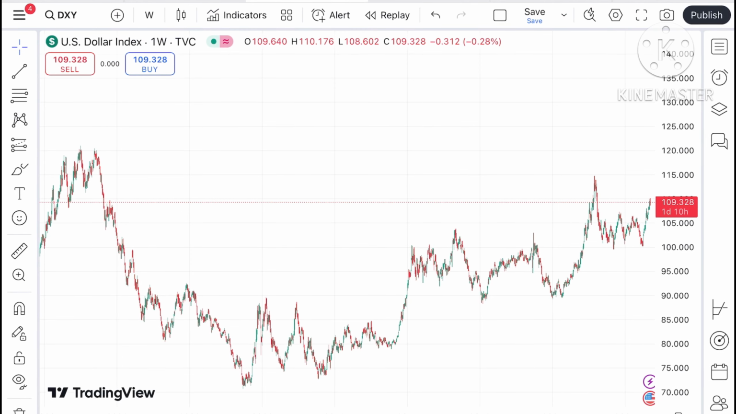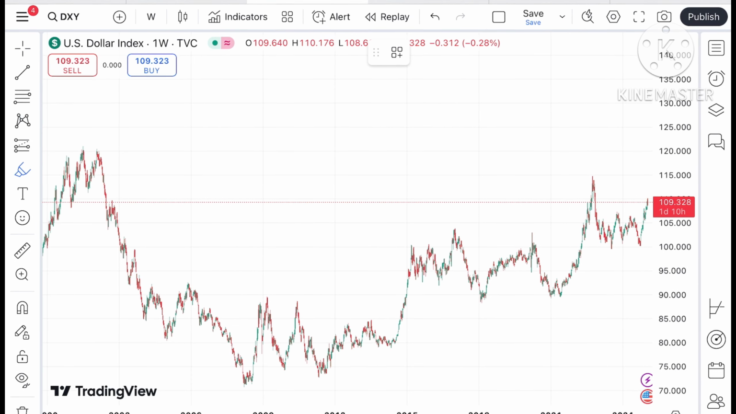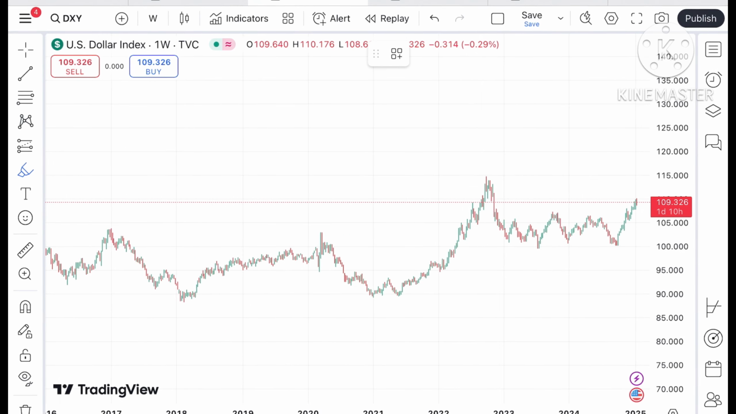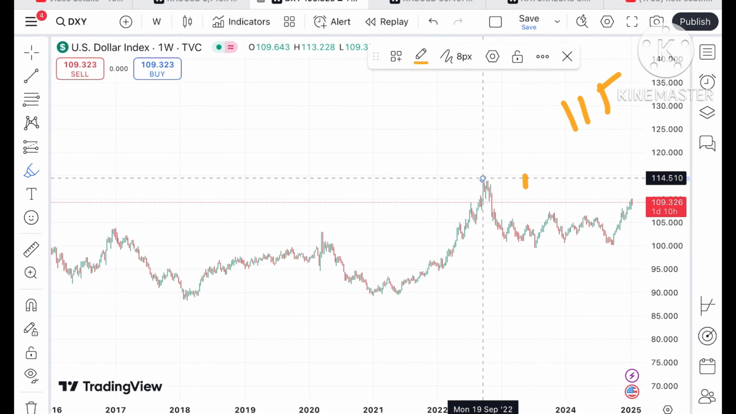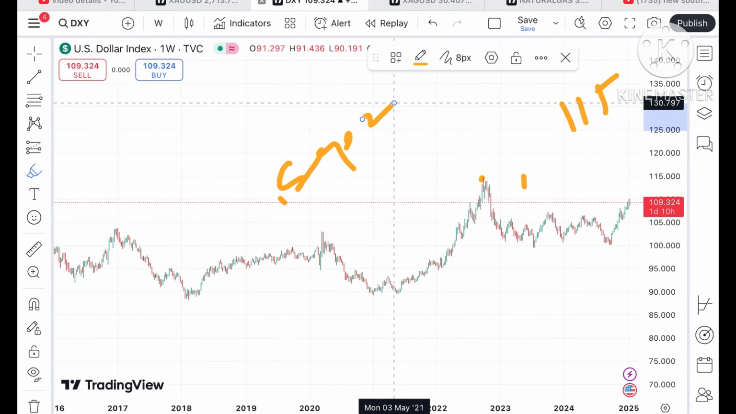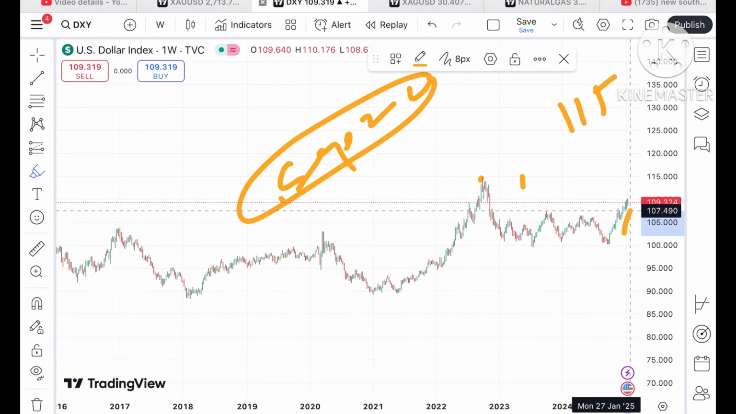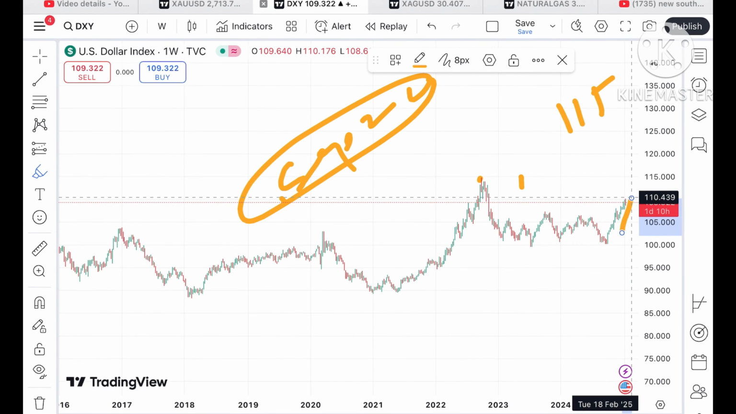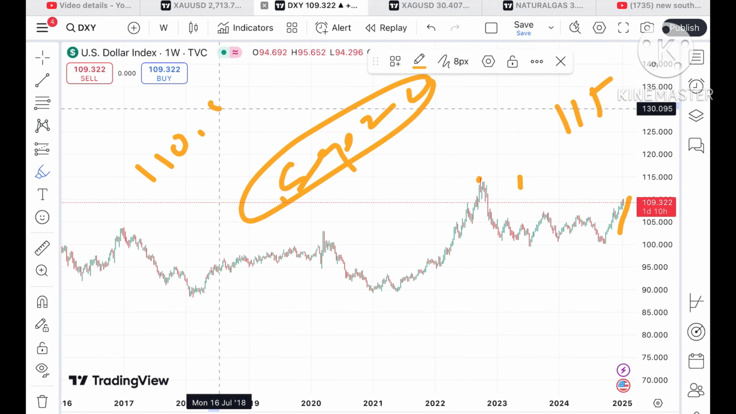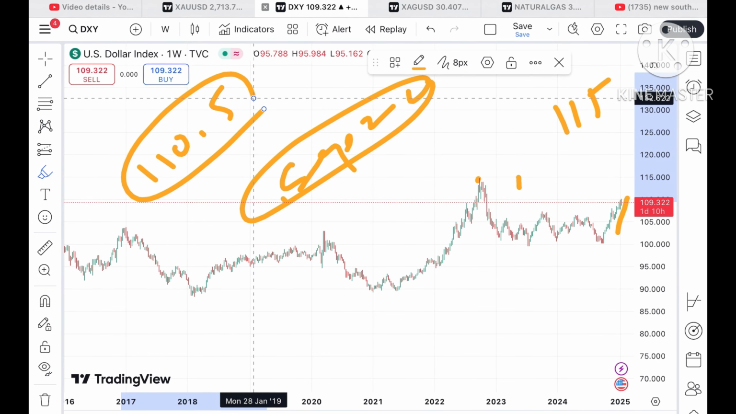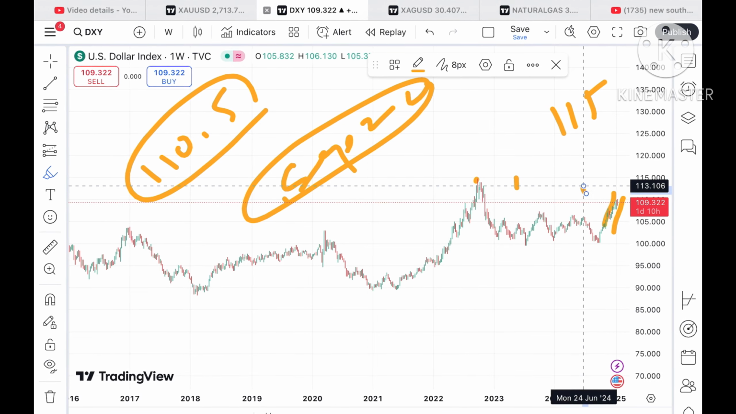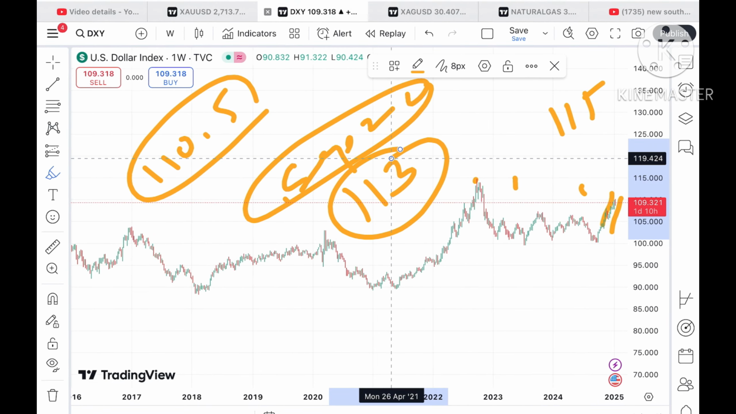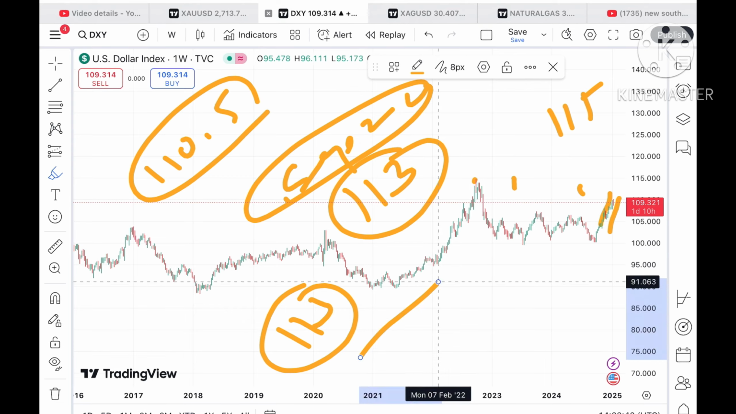But the dollar index is continuously going higher, as I have already explained. It has already made a high of around 115, which we saw in September of 22, and chances are high that if the price keeps sustaining above this particular level, it can go towards 110.5, and once it starts sustaining above this level, a probability of touching a level of 111 will be there, and from there it will cross a level of 113, which is already being tested.